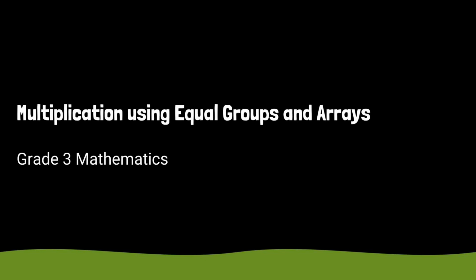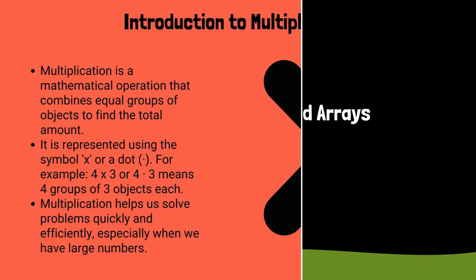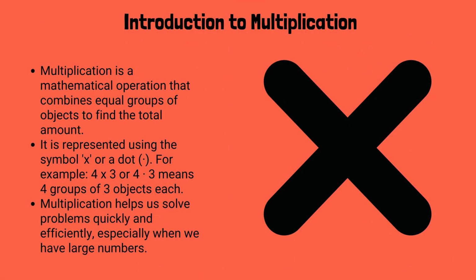Hello. In this video, we're going to talk about multiplication using equal groups and arrays. Multiplication deals with the combination of equal groups in order to find the total amount of objects in all those groups. It's usually represented with an X symbol, but sometimes with a dot.